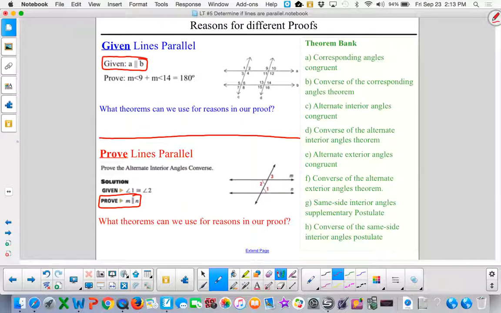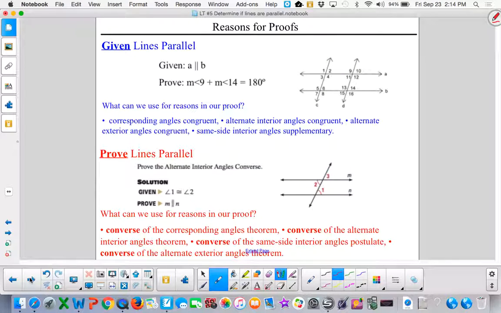So what I want you to do is think about these theorems in the theorem bank and decide which of these theorems would you use given lines parallel, and which of these theorems would you use if you wanted to prove lines parallel. Press pause, try this, and then press play when you are finished. All right, let's look at this. Given lines parallel, we can use corresponding angles congruent, alternate interior angles congruent, alternate exterior angles congruent, same side interior angles are supplementary because we are given lines parallel.